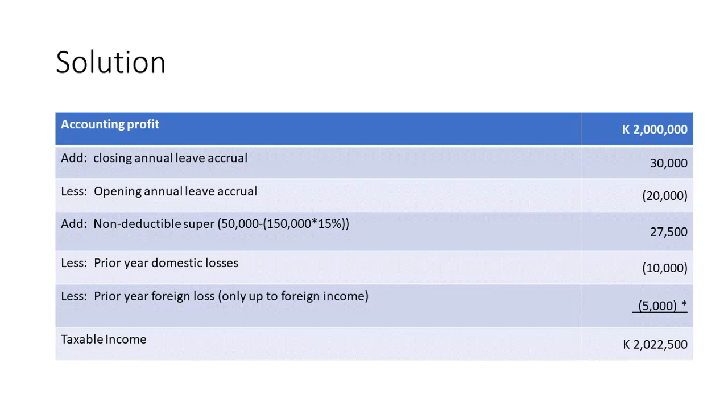Prior year domestic losses are allowed as a deduction, but for the foreign loss, we can only claim up to 5,000 against the foreign income. Then to get the difference, we have the taxable income here.